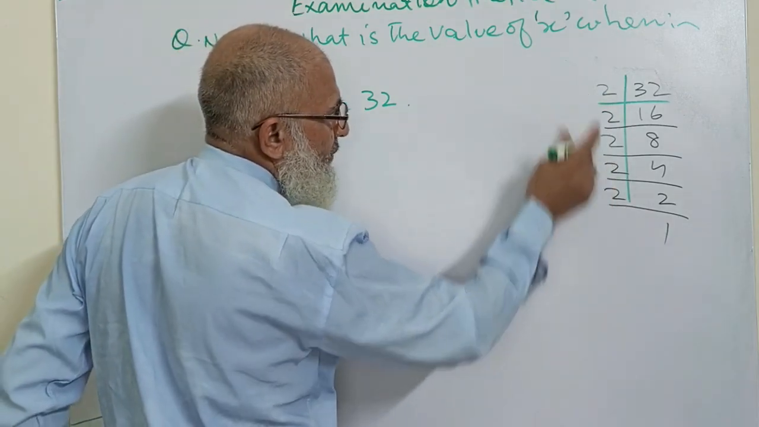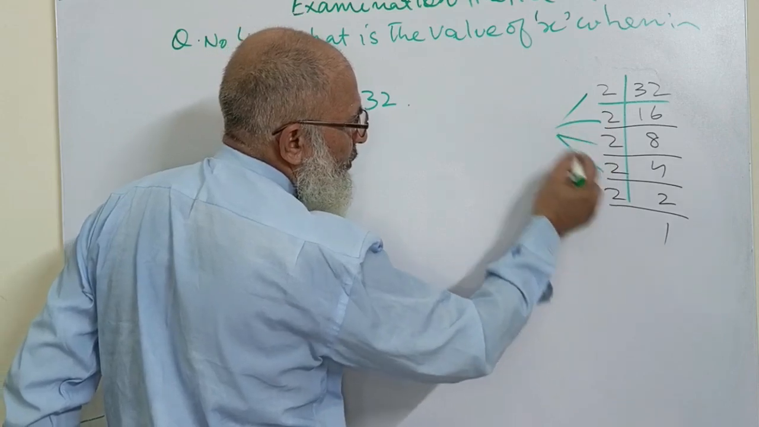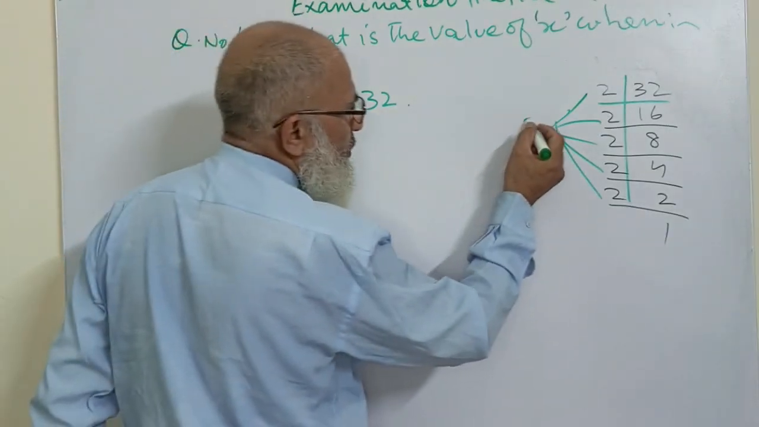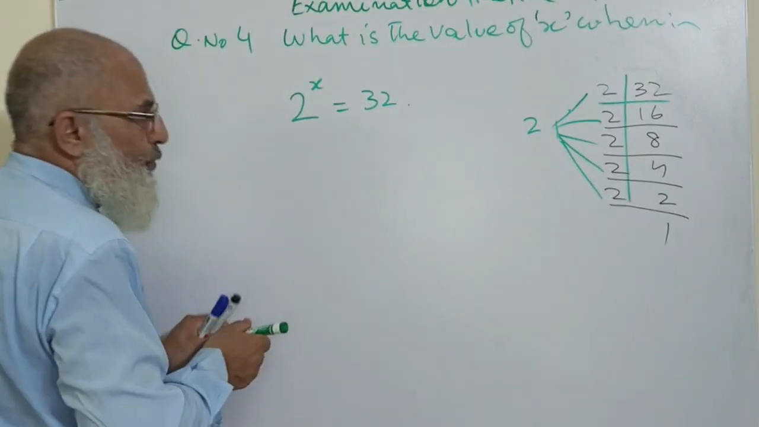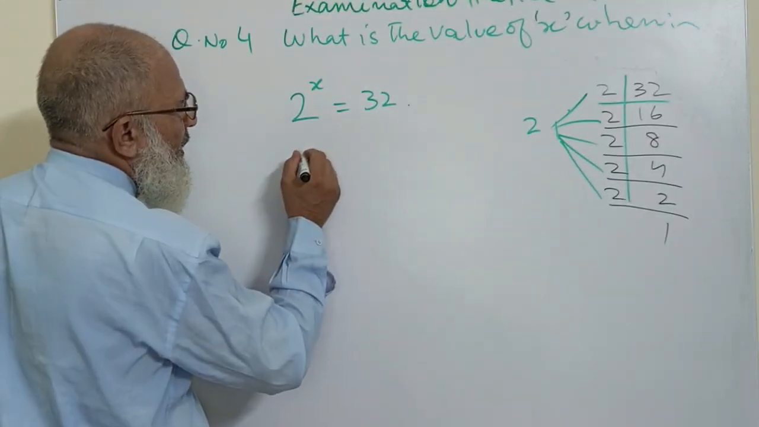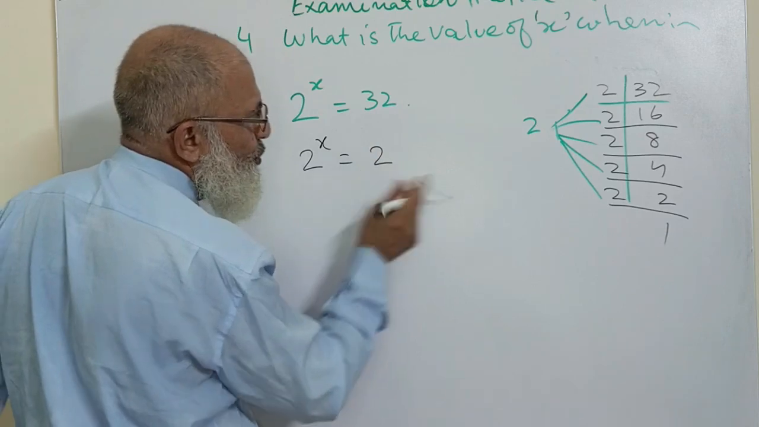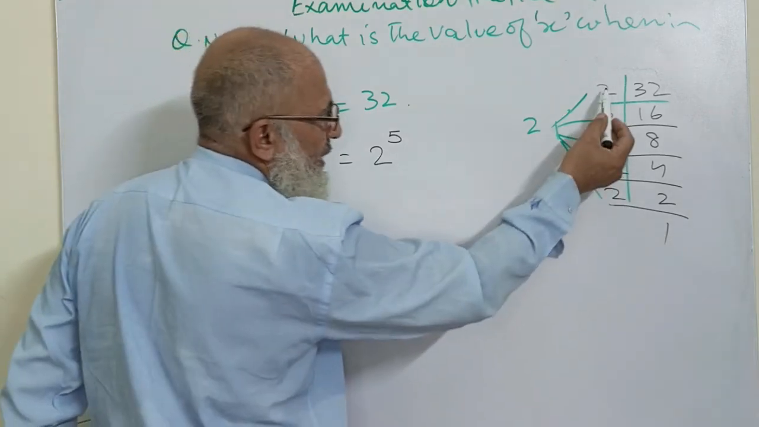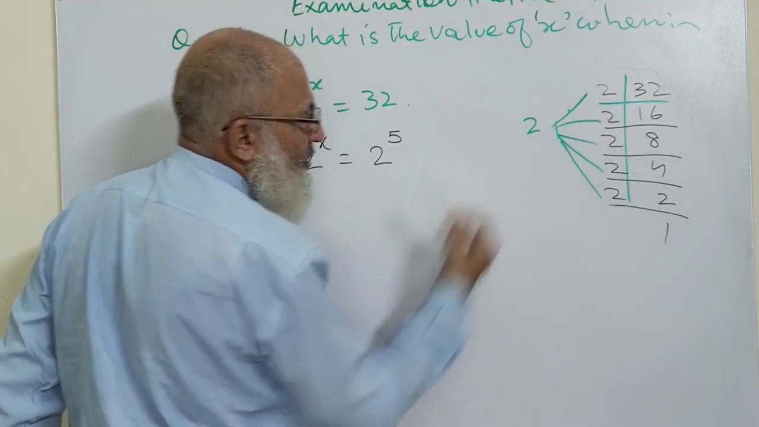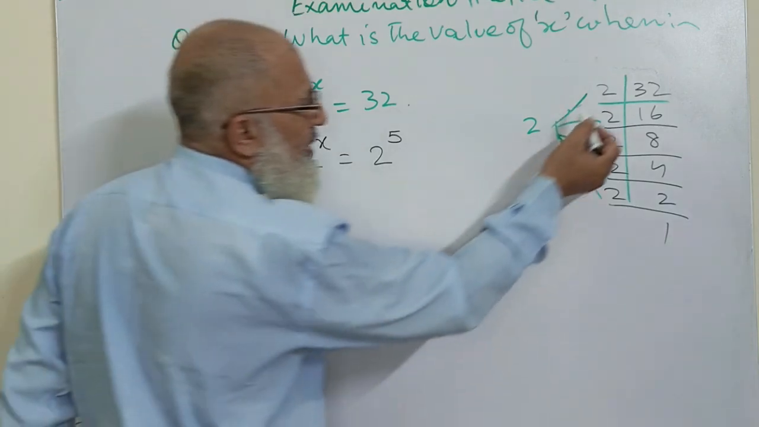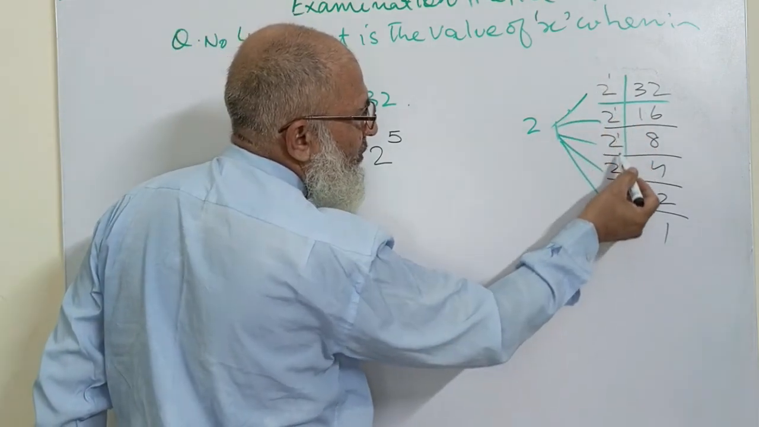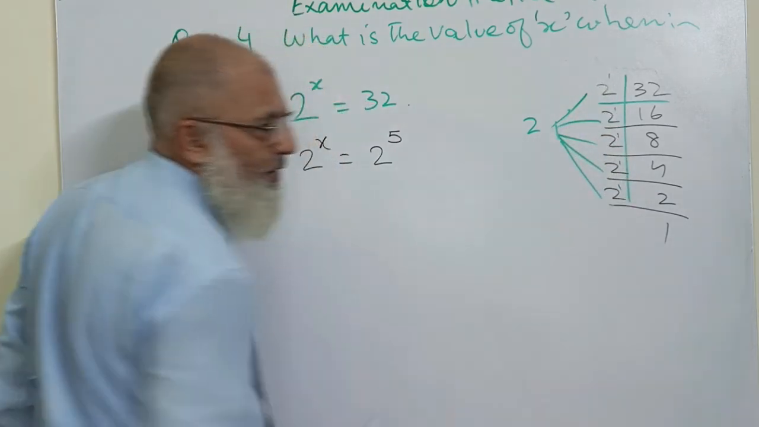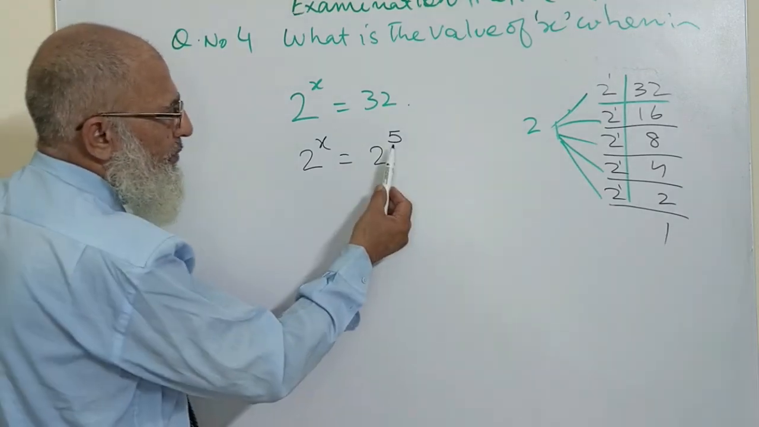1, 2, 3, 4, 5. The base must be 2, so we pick up 2 from here. This will become 2 raised to power 5, because there are 5 factors in terms of 2, and each is raised to power 1. If we add the powers, it will be 5.